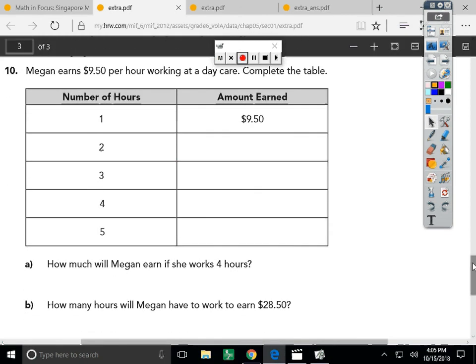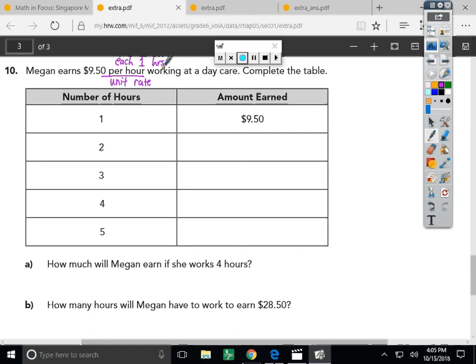I do want to take a look at number 10, and I want to emphasize mental math in this situation. I do love for my students to show their work, so there's a way to do that and also include the mental math along the way. Megan earns $9.50 per hour. Ooh, per hour. That means for each hour. Or this is a unit rate. For each one of those hours, this is a unit rate. She's working at a daycare, complete the table.